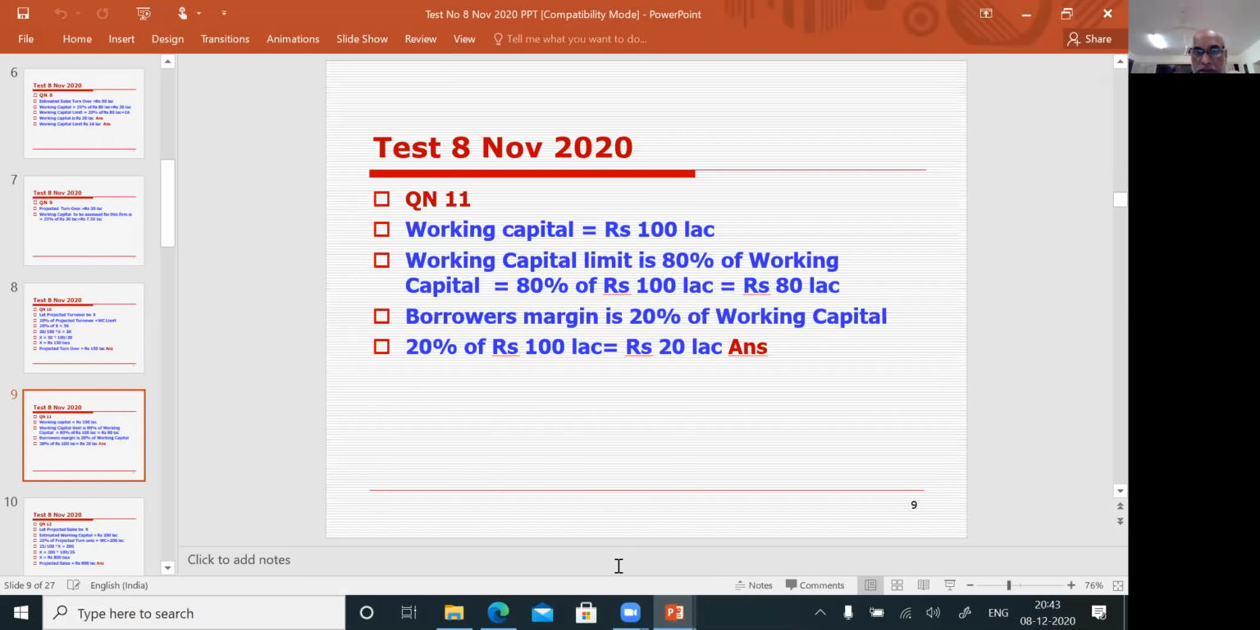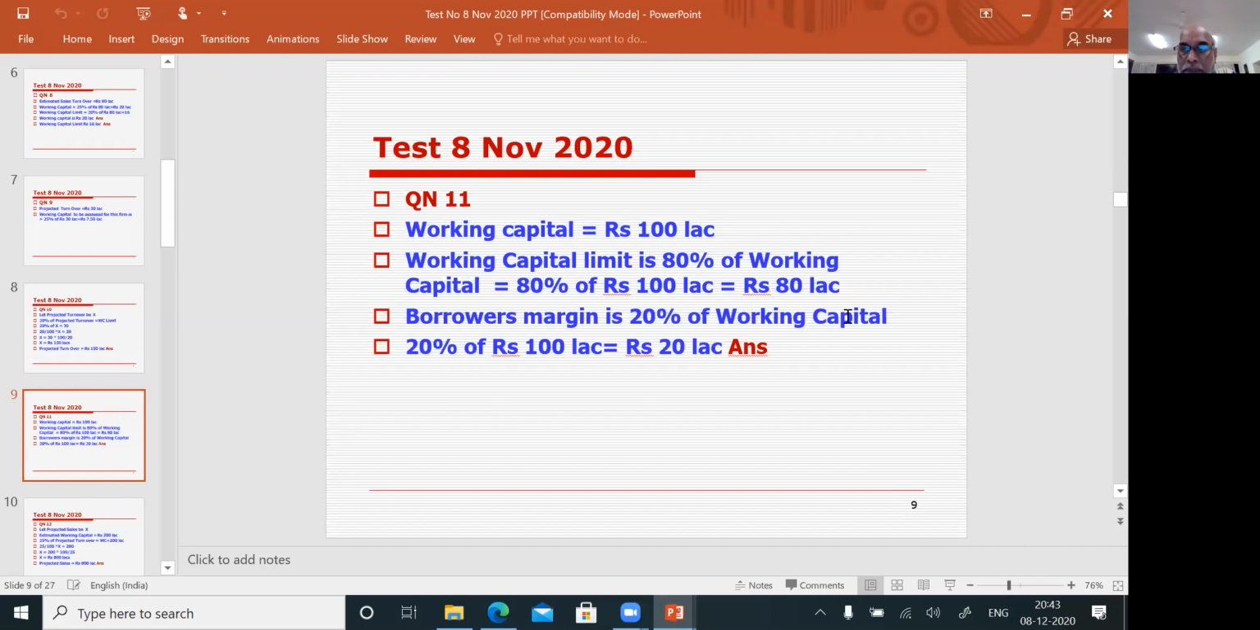Number 11. So working capital is 100 lakhs. The working capital limit is 80% of the working capital, that is, in the ratio of 80:20. So 80% of 100 lakhs is equal to 80. The borrower's margin is 20% of the working capital. If the working capital is given, the bank loan will be 80% of the working capital and the borrower's margin is 20% of the working capital.